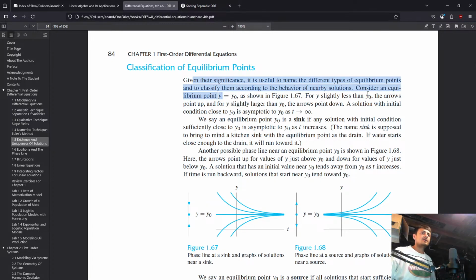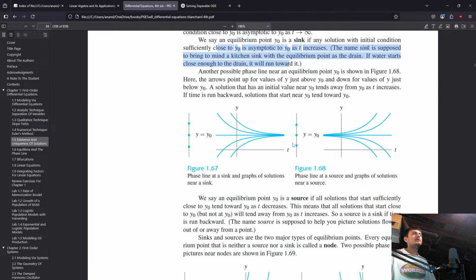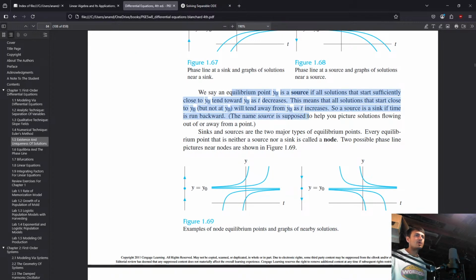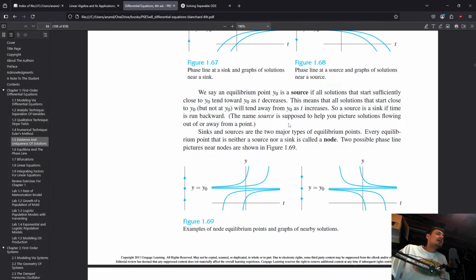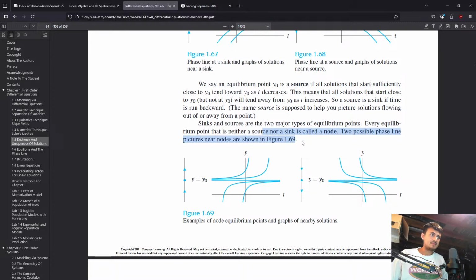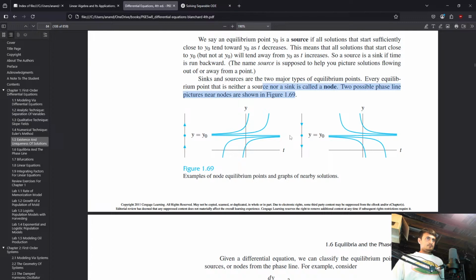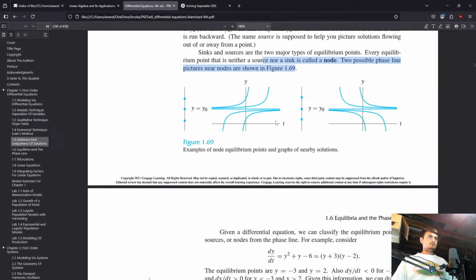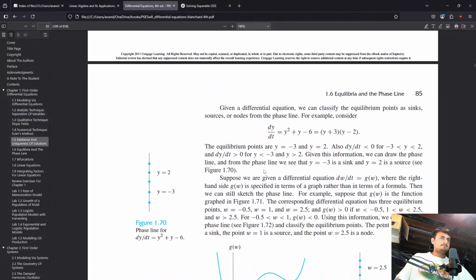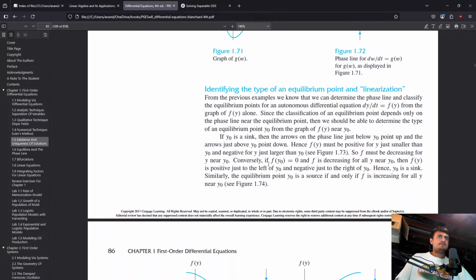The punchline is, it's a sink if things go towards it. It's a source if everything goes away from it, and it's a node if it's either plus on both sides or minus on both sides. Let's just get to the exercises.